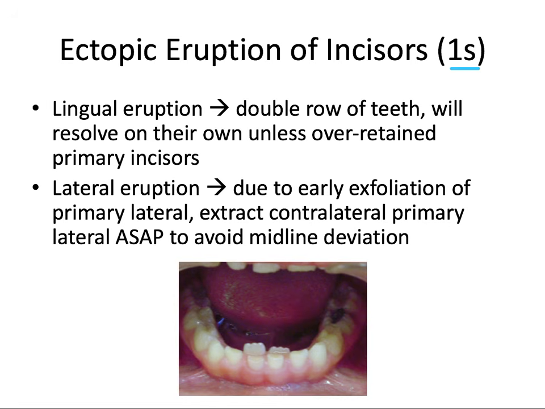We can also have lateral eruption of the ones due to early exfoliation of a primary lateral incisor. Again, think of teeth erupting into the path of least resistance, and if we've lost the primary lateral, those teeth might want to erupt and drift in that direction. So if that happens, we extract the contralateral primary lateral. So let's say this tooth was already gone, this tooth starts to drift this way, our midline is starting to get off, and so we would potentially extract this primary tooth to encourage everything to shift back to normal to avoid a midline deviation.